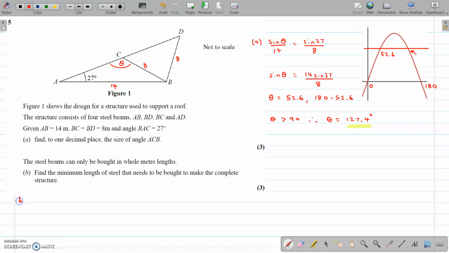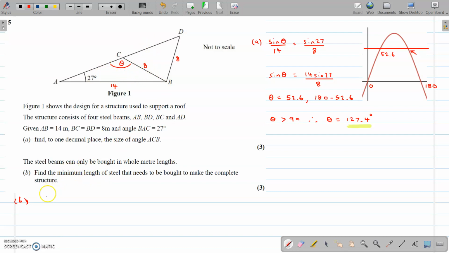Now that takes us on to question B. We are asked to find the minimum length of steel that needs to be bought to make the complete structure. Okay, and the steel can only be sold in whole meter lengths. Well, first of all, we need to work out the total length of the structure. So I'm going to use the cosine rule here, and I'm going to find the length of the line AD.